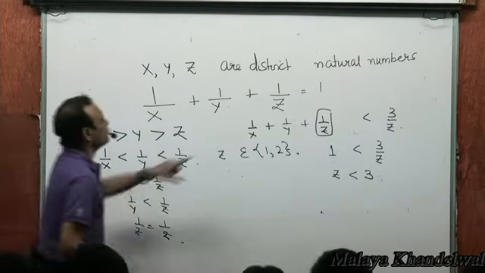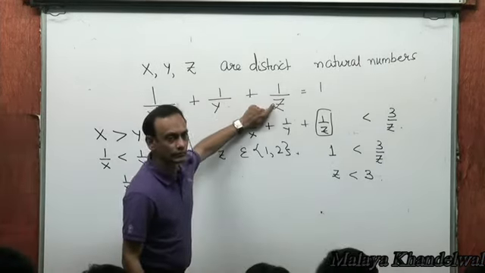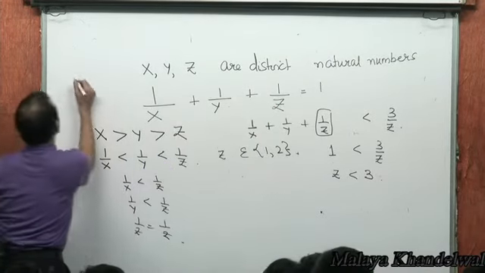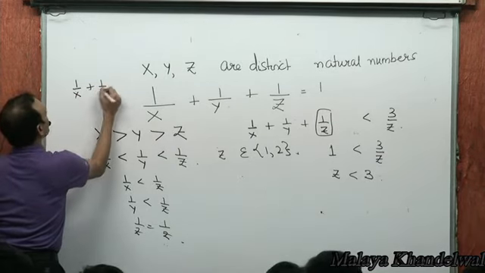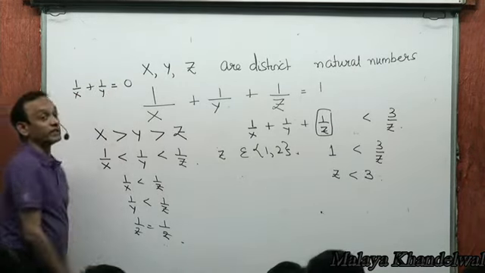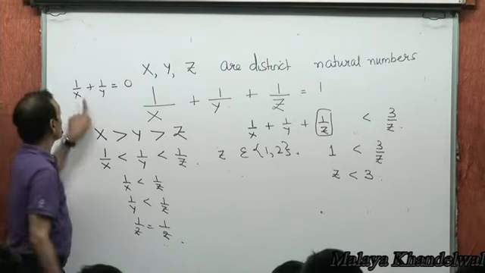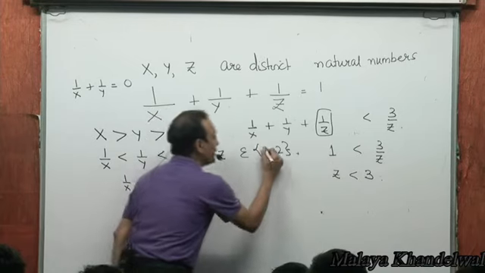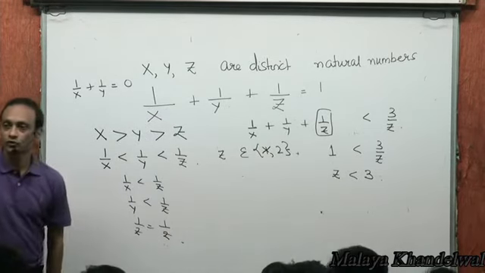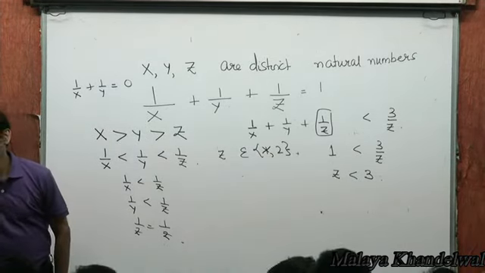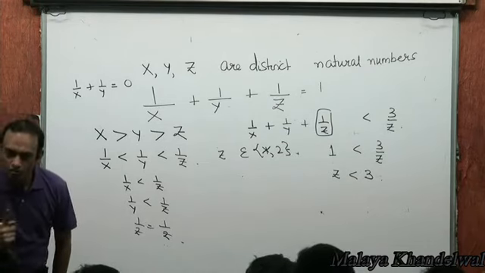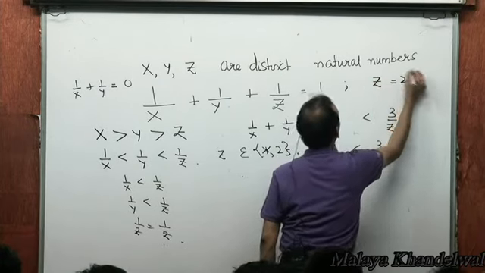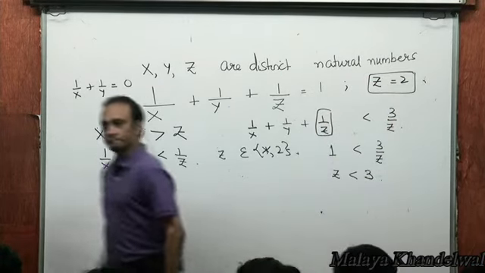Right? But if you plug in Z equal to 1 here, then what transpires is that 1 by X plus 1 by Y equals 0. But that's not possible because X and Y are natural numbers. They are positive, so their sum cannot be 0. So Z equal to 1 is ruled out. Z therefore must be 2, yes or no? Right? So we have found 1 at least. So Z is 2. Alright. So far so good.